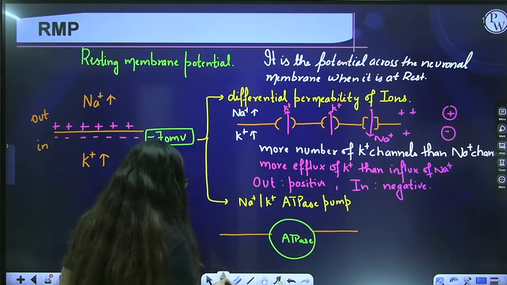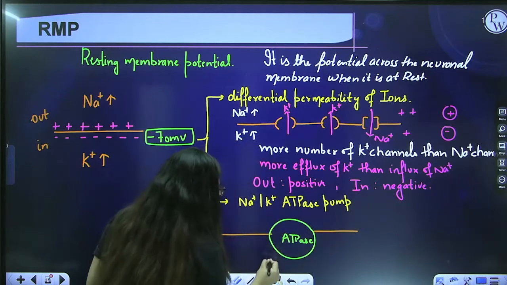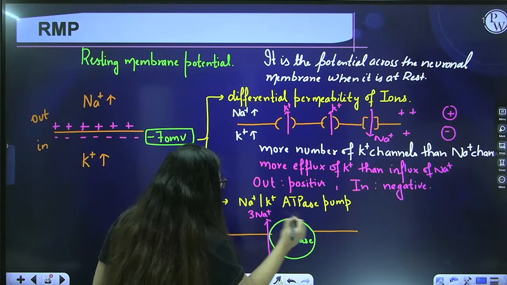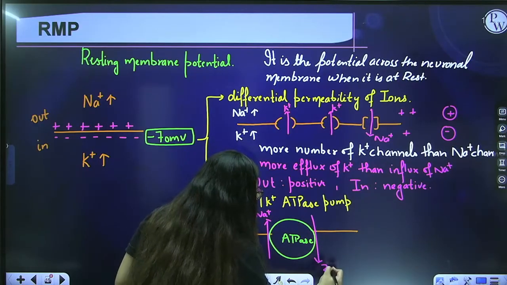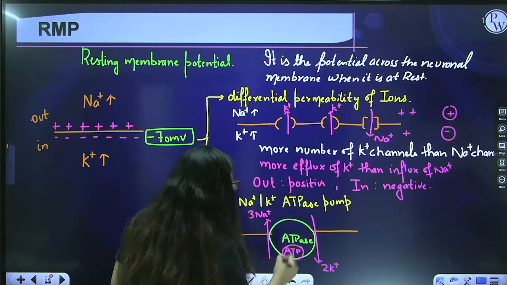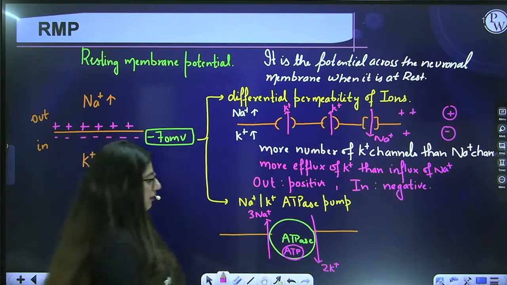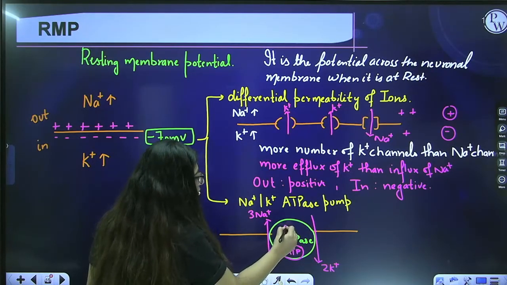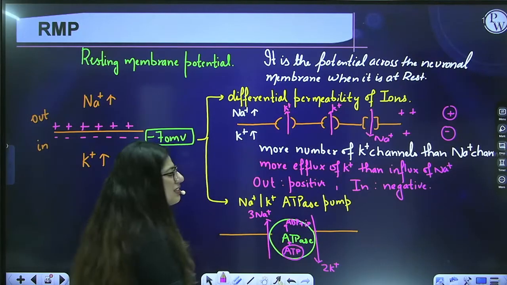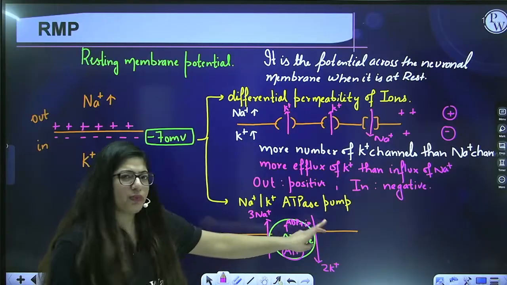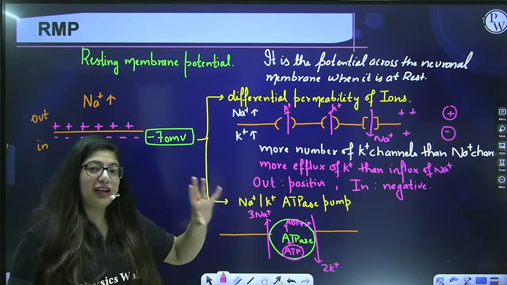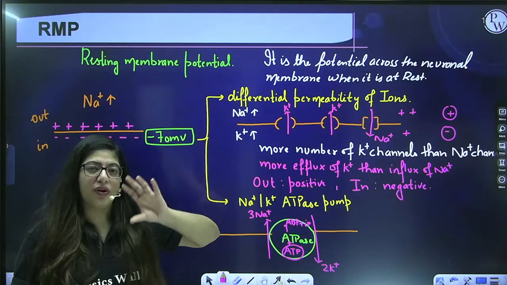Now, what will it do? It will pump 3 sodium ions outside and 2 potassium ions inside by using 1 ATP molecule. This ATP, with the help of this enzyme, will be converted into ADP and Pi. And you all know ATP is the energy currency. When Pi is lost, it will give energy and it will lead to the functioning of the pump. And what will the pump do?